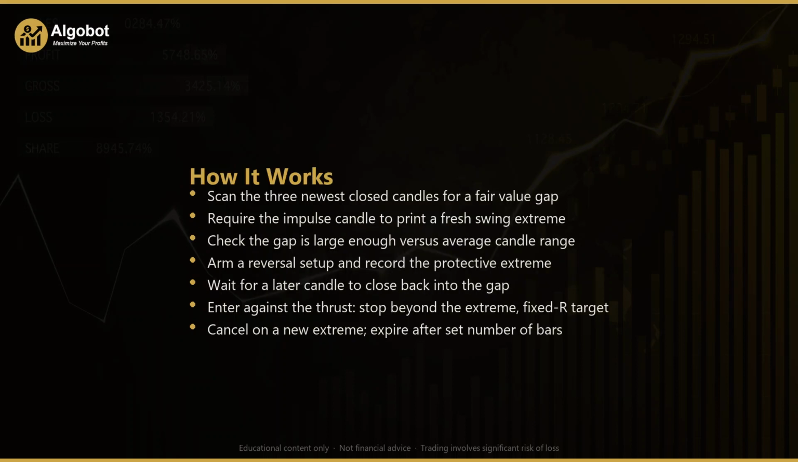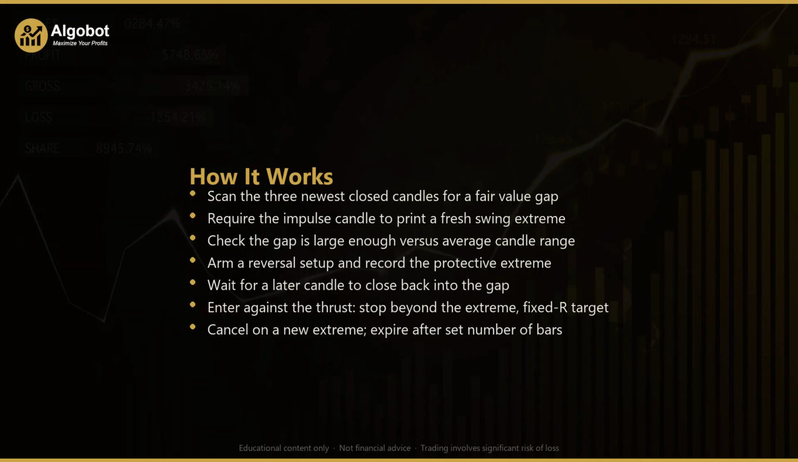Now let's walk through the exact logic, step by step. The strategy works entirely on closed candles. Every time a new bar closes, it takes the three most recent candles and labels them. Candle 1 is the oldest, Candle 2 is the impulse in the middle, and Candle 3 is the newest. First, it measures context. It looks back over a window of earlier candles, 20 by default, and calculates two things: the average candle range and the highest high and lowest low of that window. The average range sets a minimum gap size, so tiny, insignificant gaps are filtered out. The window high and low define what counts as a fresh extreme.